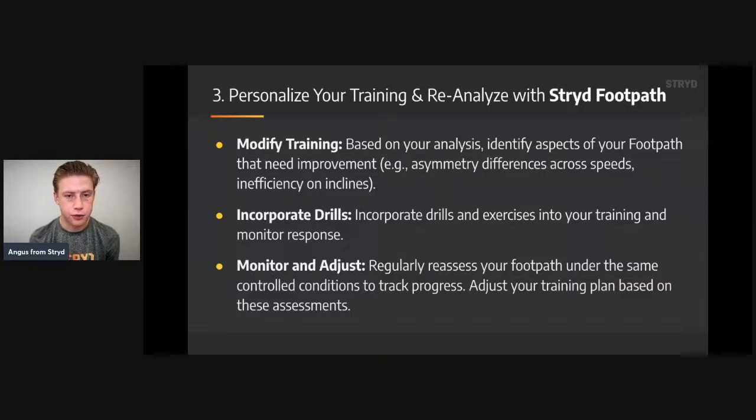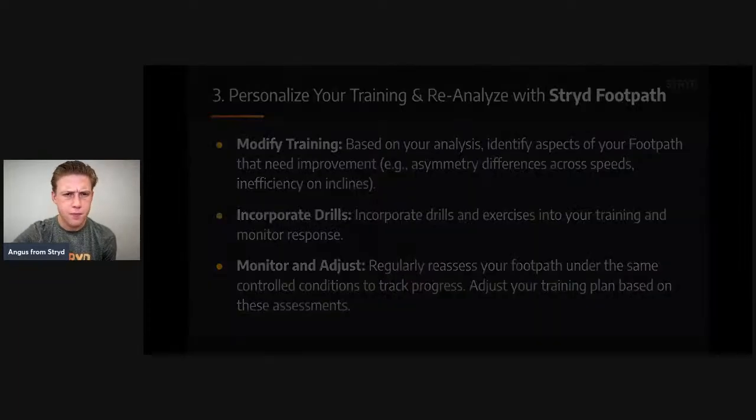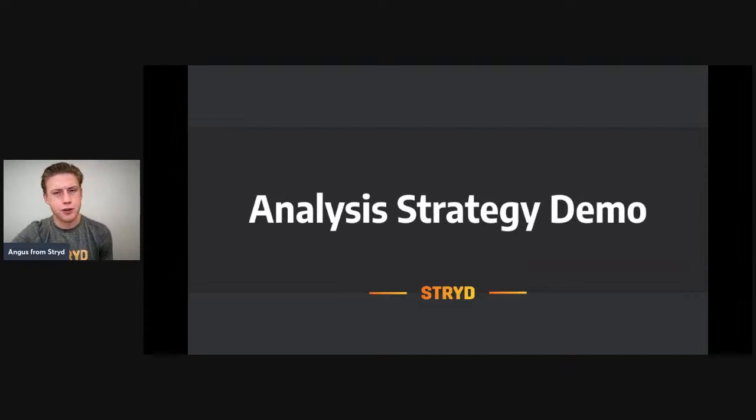Second is incorporating drills. So if you notice something in your footpath and you believe it can be corrected by drills, incorporating drills into your running and then seeing how those drills impact your footpath the next time you go out and run. And then finally, reanalyzing. So, after you've incorporated those drills or modified your training, continually reassessing your footpath using this method to continue to move in the positive direction. So let's see what this three-step process looks like in practice here.